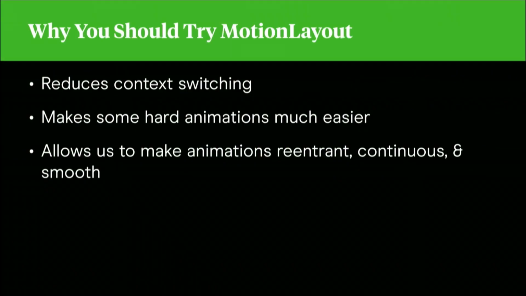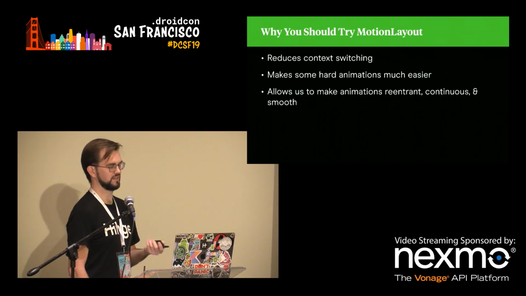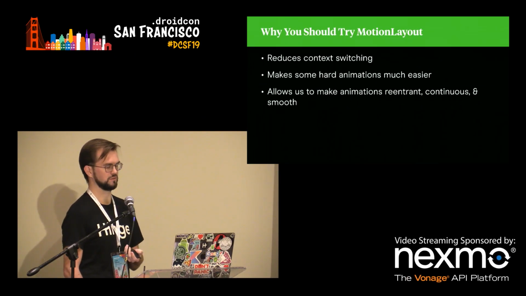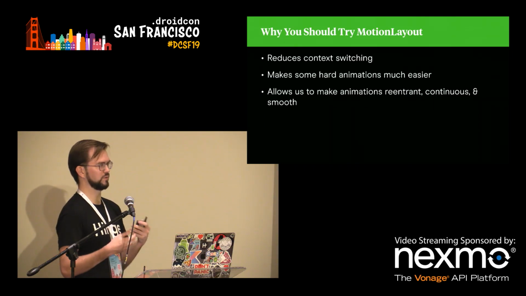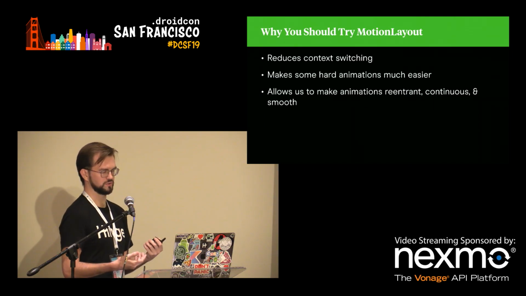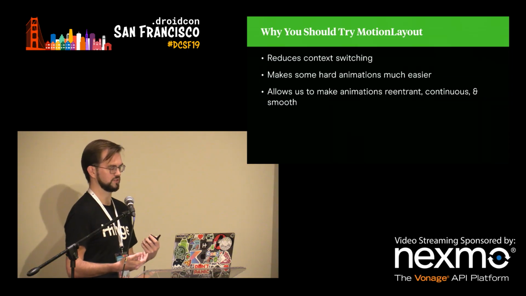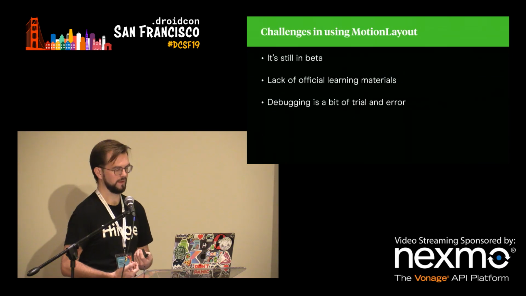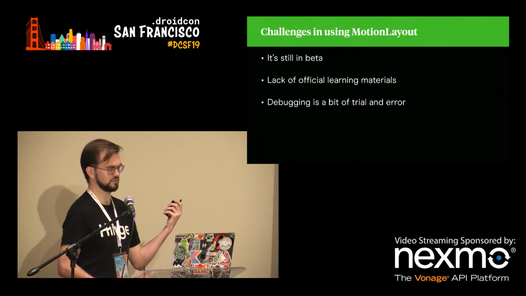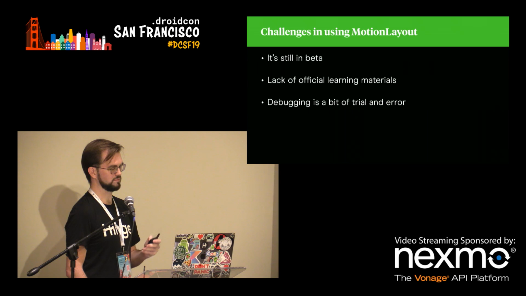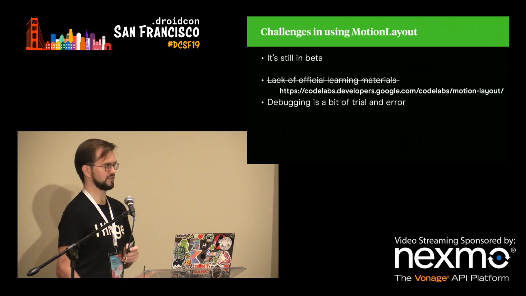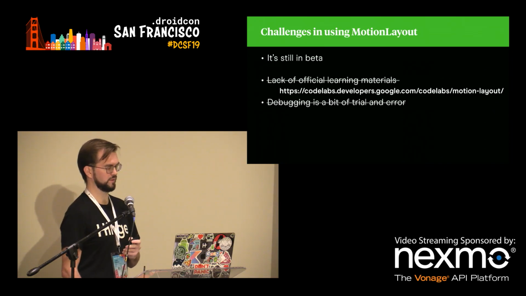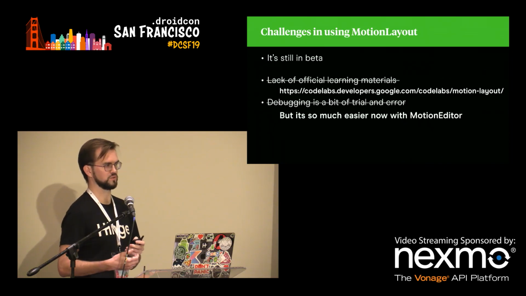So, in summary, it reduces context switching. It makes some hard animations much easier, and it allows us to make animations reentrant, continuous, and smooth. If you watch Nick Butcher's talk about motional intelligence, it's definitely been a big inspiration for some of the animations that we've been making. Some challenges still remain. It's still in beta. Lack of official learning materials is actually done because there's an awesome, amazing codelab that's taught me stuff recently. And the debugging part is now so much easier with Motion Editor.